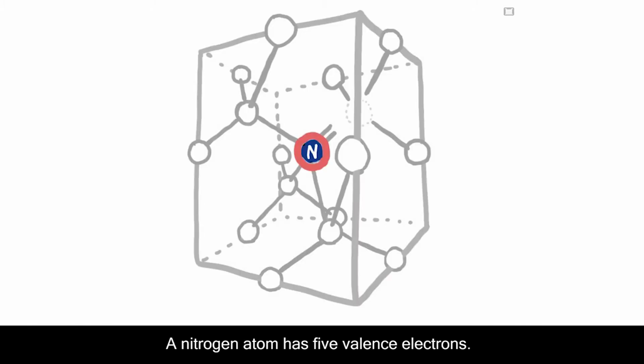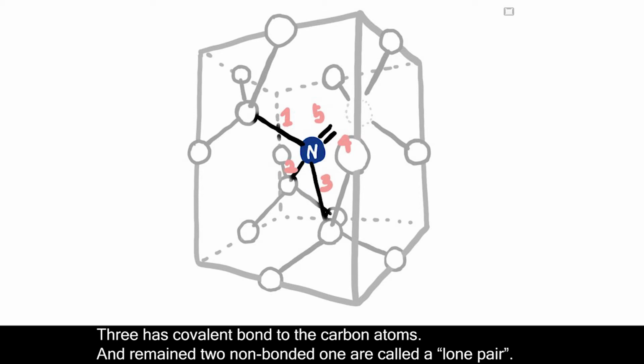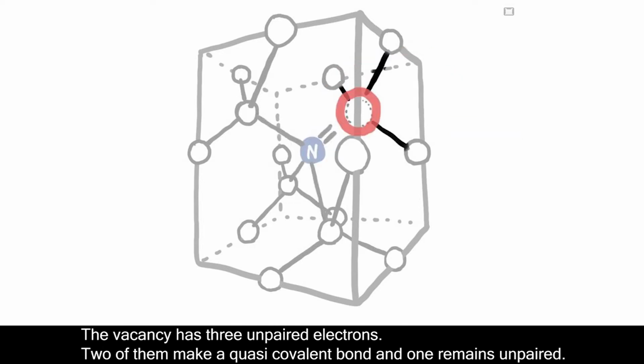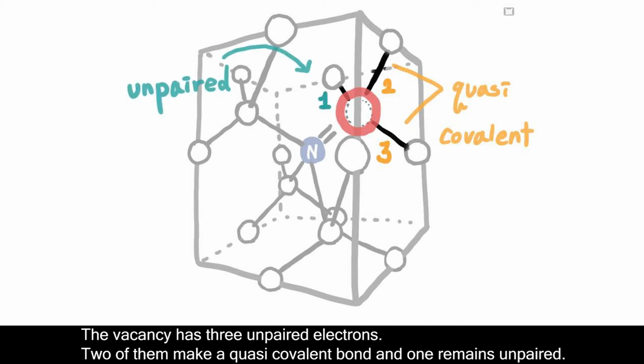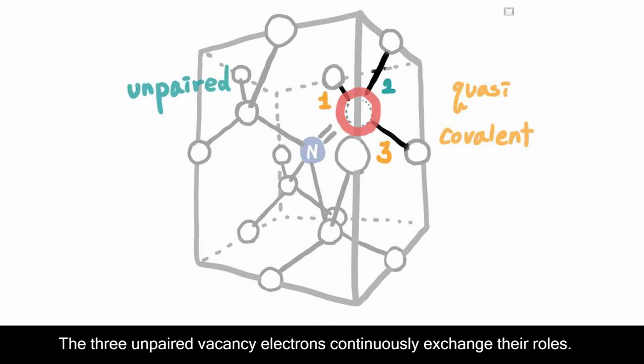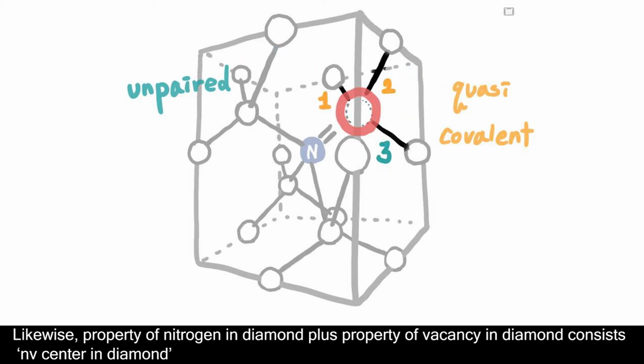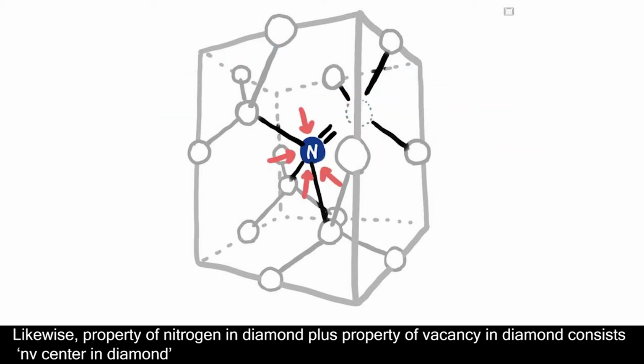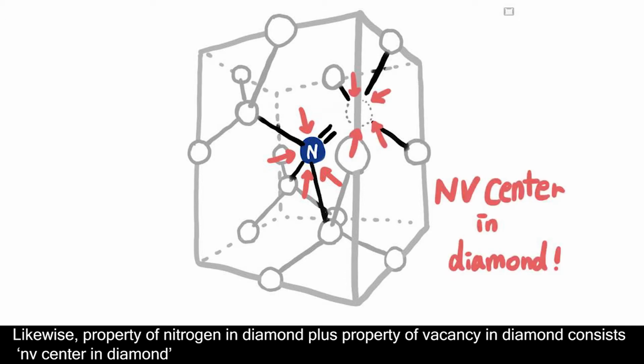A nitrogen atom has 5 valence electrons. 3 have covalent bonds to the carbon atoms, and the remaining 2 non-bonded ones are called a lone pair. The vacancy has 3 unpaired electrons. 2 of them make a quasi-covalent bond, and 1 remains unpaired. The 3 unpaired vacancy electrons continuously exchange their roles. Likewise, the property of nitrogen plus the property of vacancy in diamond constitutes the NV center in diamond.